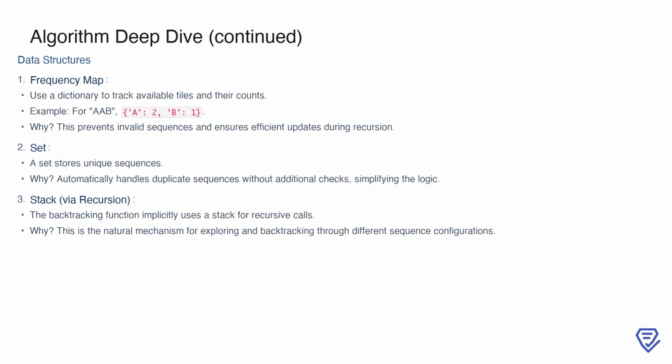Lastly, the recursion stack plays a critical role. Since backtracking uses a recursive function, the stack is implicitly used to manage the sequence building process. Each recursive call represents a decision point in the exploration of the problem space, and the stack ensures we can backtrack to previous states without losing track of progress.